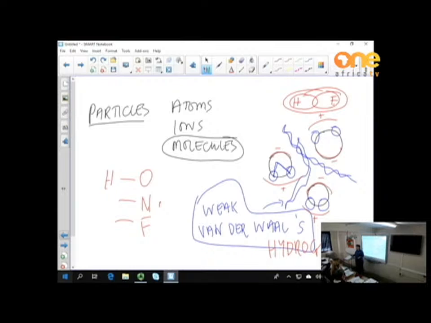Fusion is melting. It's the energy needed to separate the particles so that they can melt, so that they can slide over one another. And vaporization is the energy needed to overcome the attractive forces so that the particles can move freely as a gas. It connects up with high melting and boiling points.